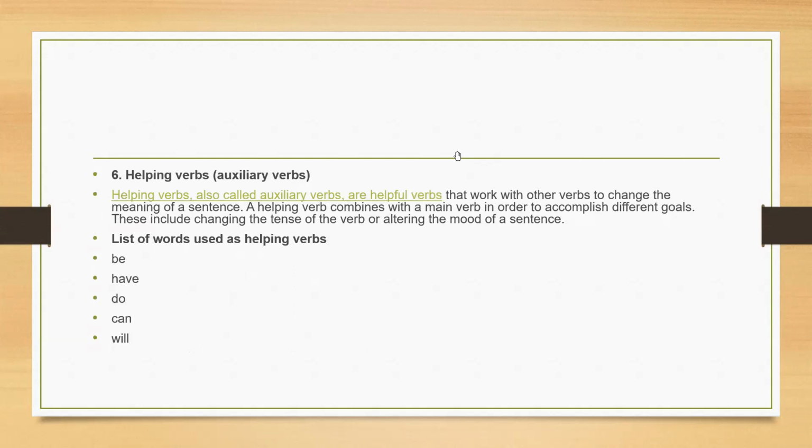Now, helping verbs. What are the helping verbs? Be verb, have verb, do verb. Can you tell me what are be verbs? No one is there. So be verbs are is, am, are, was, were. Have verbs are has, have, had. And do verbs are do, did, done. These are 3 forms of do verb. Can verb is there. Will verb is there.